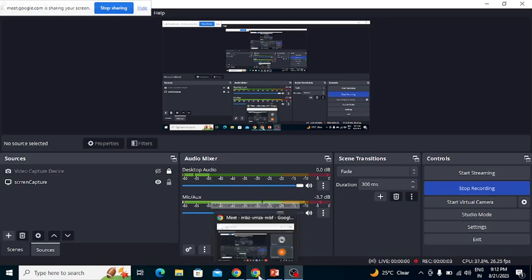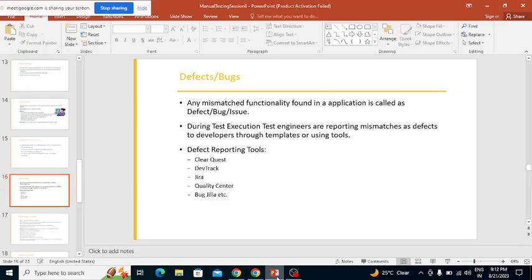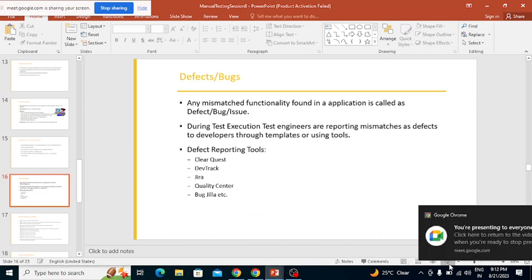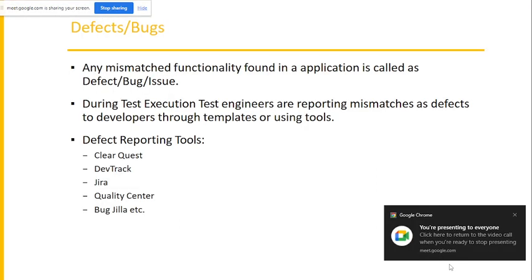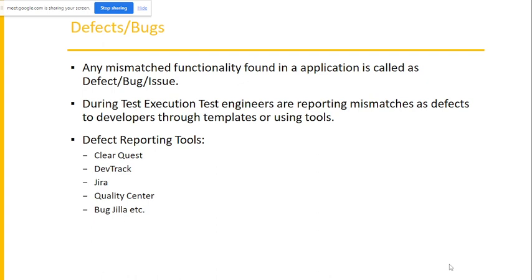Using a tool, correct? Now, using a tool. Manually, using a template, he has to report. And defect reporting tools are ClearQuest, DevTrack, Jira, Quality Center, Bugzilla. So in our course, we are going to study this Jira, Pooja.